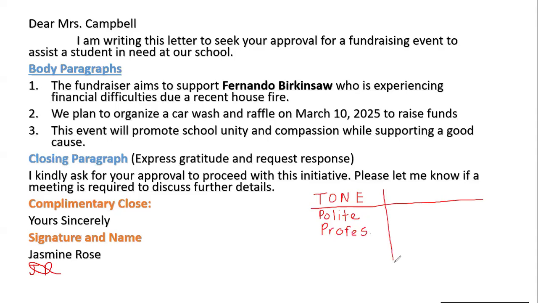Then for the informal letter, the tone is going to be friendly and casual. So that's a difference between a friendly letter and a business letter. Another difference is that you include the recipient's address in the business letter, but in the friendly letter, you do not include the recipient's address.